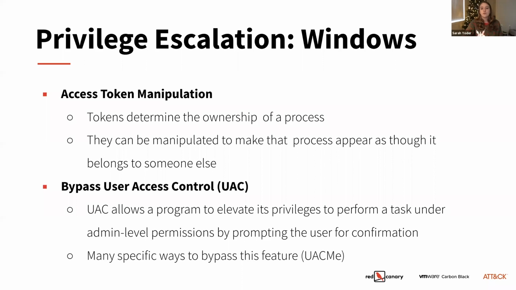UAC is a Windows feature that prevents harmful programs from making changes to a user's computer by prompting the user for confirmation. Often we've seen that little box like, hey, are you sure you want this thing to run? That's the user access control. The idea behind this feature is that even if you're an admin on a system, that doesn't mean that any program should inherit those privileges and be able to run whatever it wants.